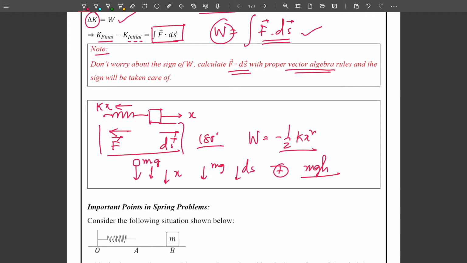Just like this. Just consider the direction of F and the direction of ds, meaning the displacement, and check whether the angle between them is acute or obtuse, or 0 degrees, 180 degrees, whatever it is, calculate accordingly. What is F dot ds? It is basically F ds cos theta, where theta is the included angle.